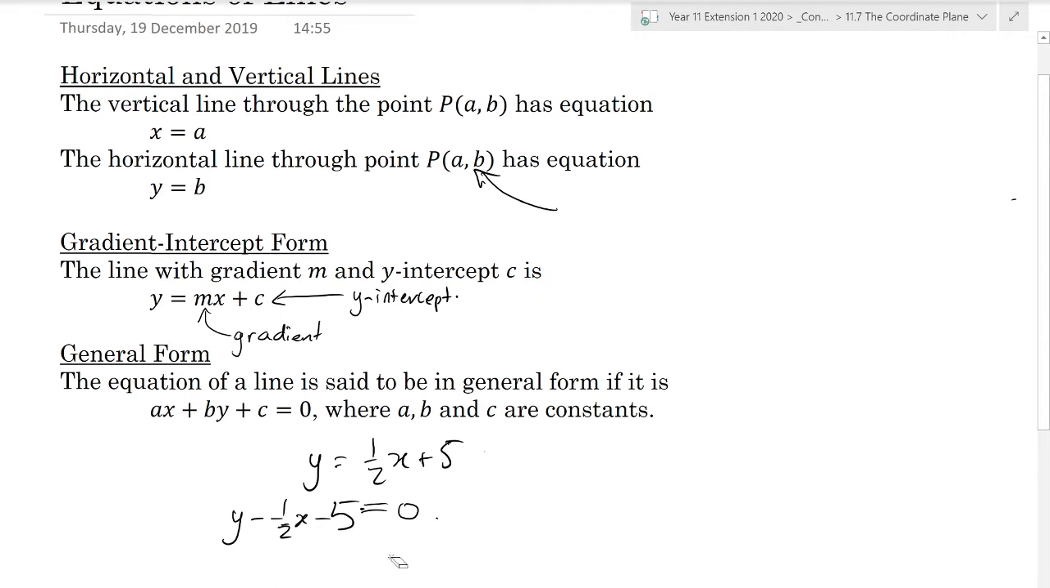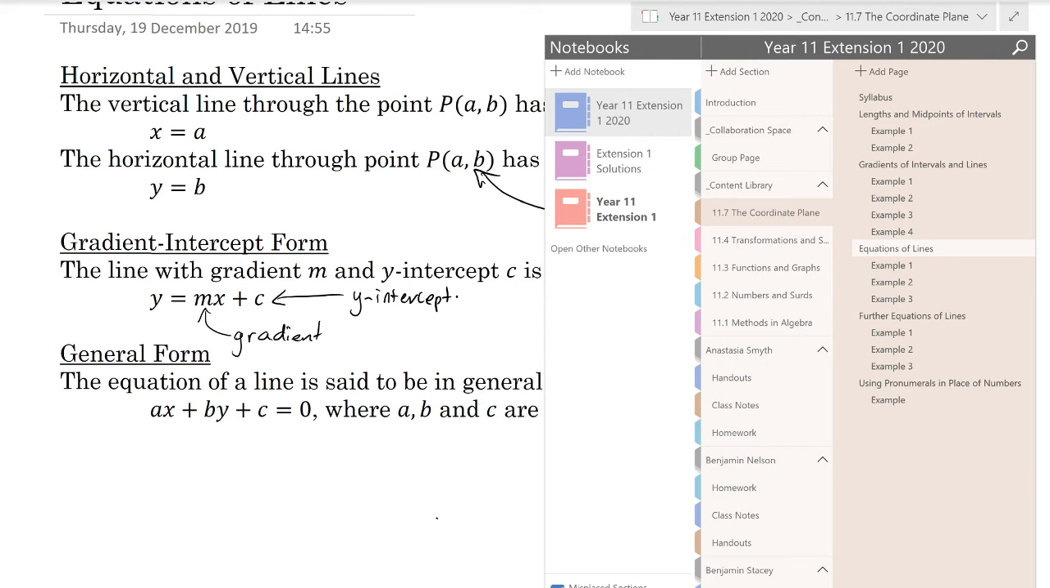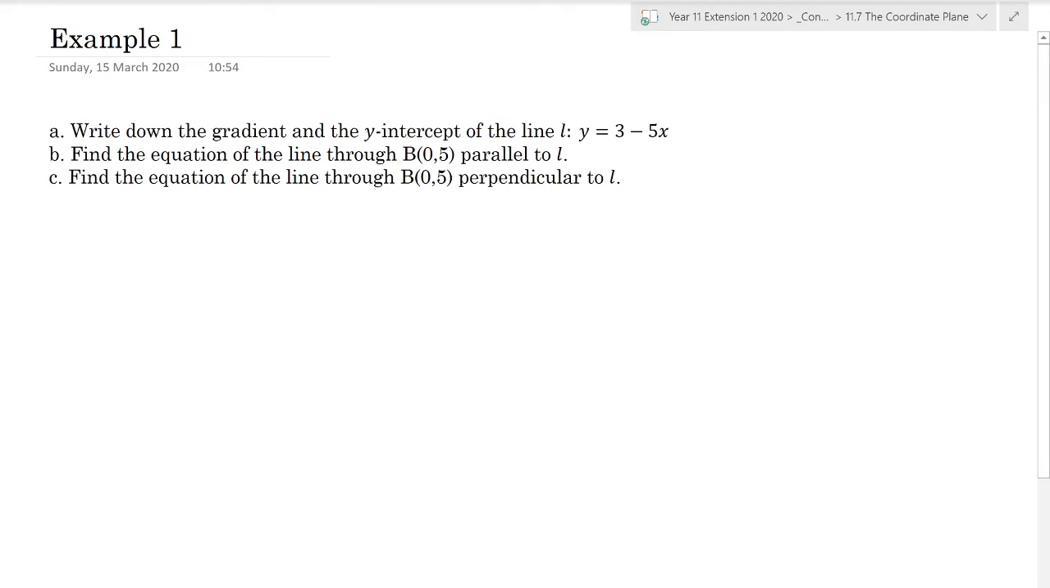So how is this related, or what are we actually going to use this for? Let's have a look at our first example. We're going to write down the gradient and the y-intercept of the line L, y is equal to 3 minus 5x. The gradient is the value that's in front of your x, so that's this one here.